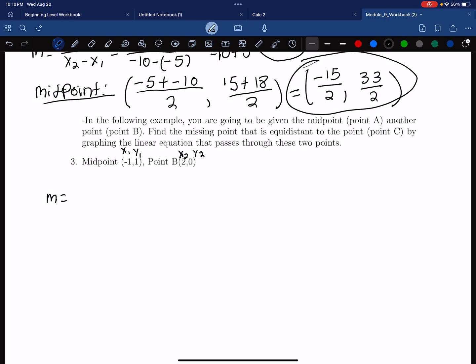So we have y sub 2, which is 0, and then we're going to subtract y sub 1, which is 1. And then x sub 2 is 2, and then we're going to subtract negative 1. So this becomes negative 1 over, well, 2 plus 1, so negative 1 over 3. So this is our slope, negative 1/3.